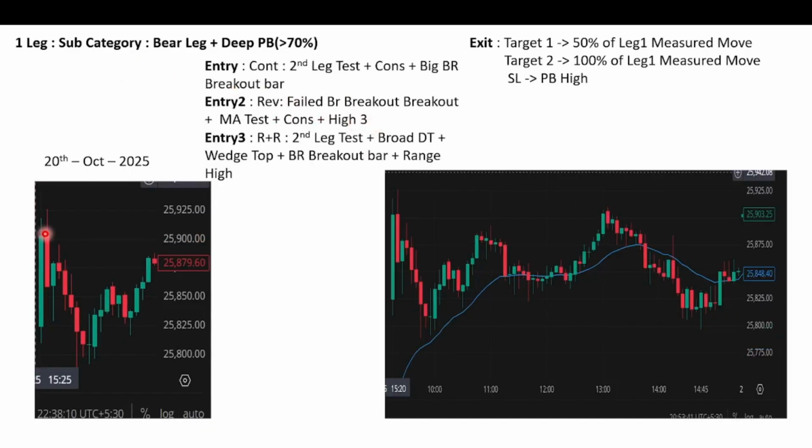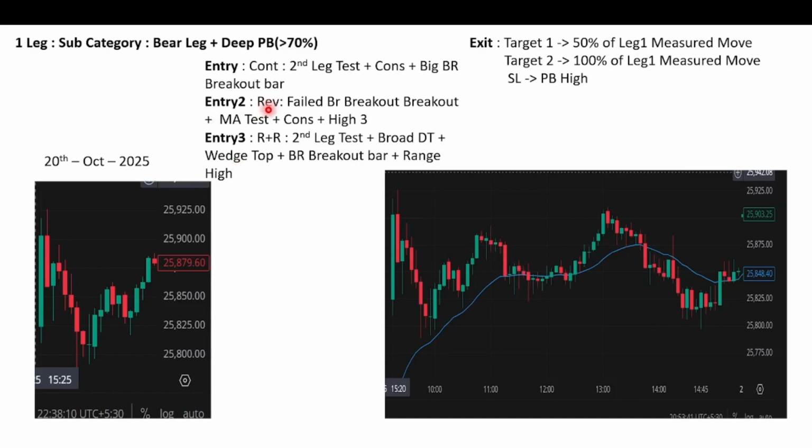Another day where bear leg and deep pullback happened is 20th October 2025. This is the opening pattern by 10:50, and by this time you should be open to take bull trades as well as bear trades. Initially we got the bear breakout, and the first entry is you enter here. But when you got disappointment bars at this particular time, all these are dojis, so you exit your bear trade.